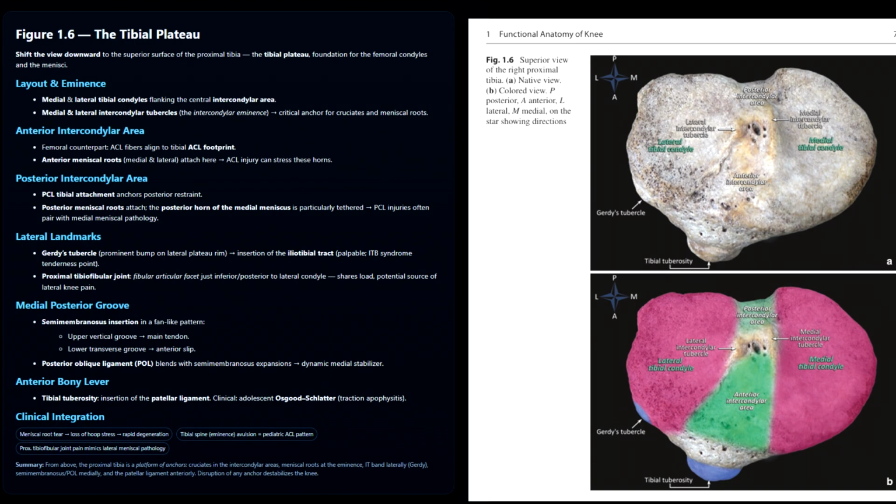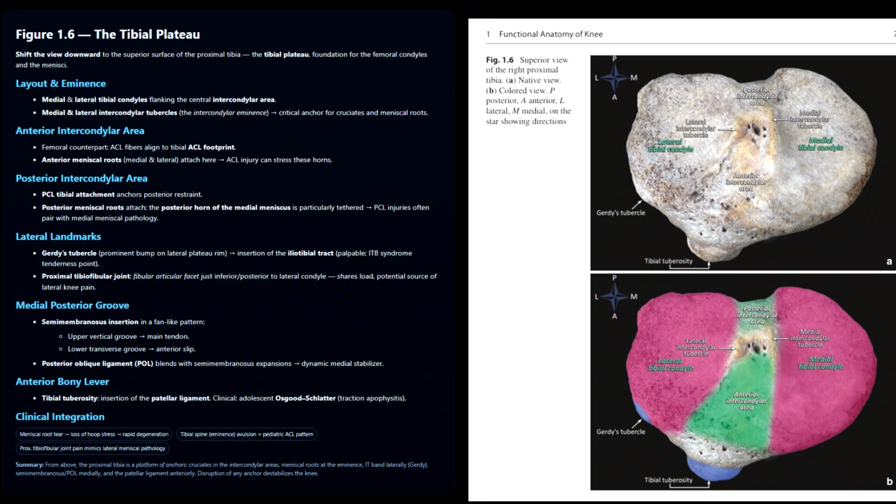Now, let's shift our view downward to the superior surface of the proximal tibia, beautifully illustrated in Figure 1.6. This is the tibial plateau, the foundation upon which the femoral condyles rest, cushioned and stabilized by the menisci. Take a moment to appreciate its broad, irregular surface. On either side, we see the medial tibial condyle and the lateral tibial condyle, separated by the central intercondylar area.